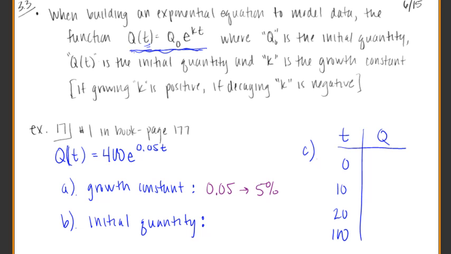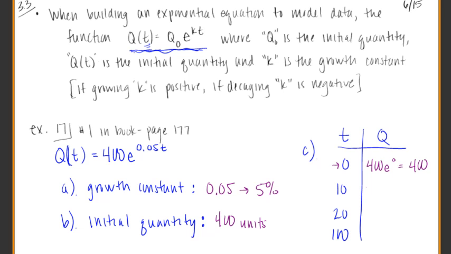Okay, what's the initial quantity? The initial quantity is always the base number that's multiplied to your exponential part, so it's just 400 units. That's what we're starting with, and we're building from the 400 units at a rate of 5% per minute. Then part C is just practicing using the function. If you plug in 0 for t, this would be 400 e to the 0.05 times 0, which is 0. Well, e to the 0 is 1, so when time is 0, you have 400 units. That makes sense, because that's our initial quantity.